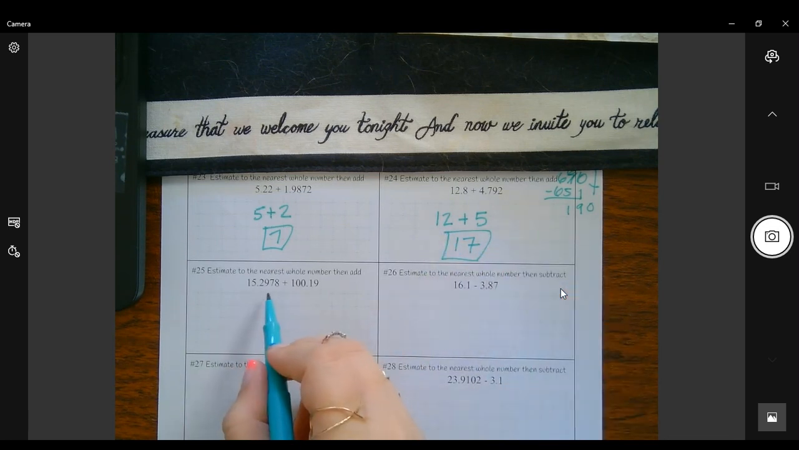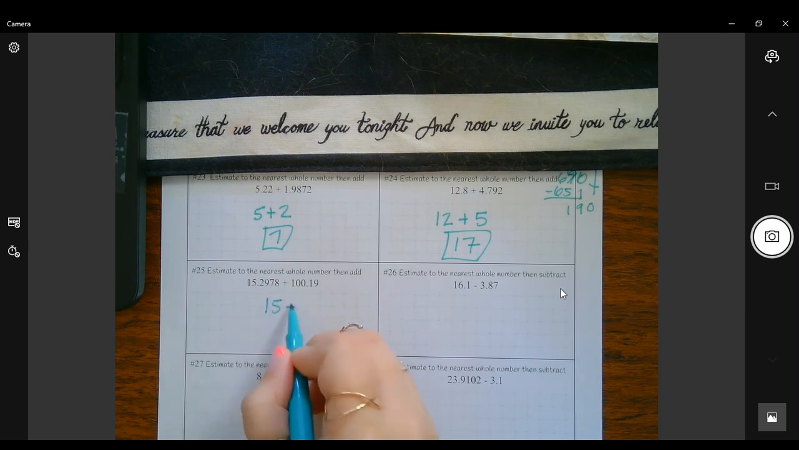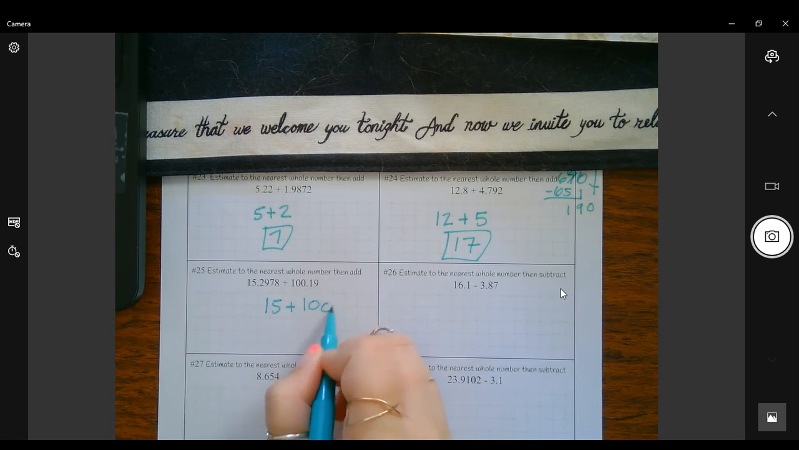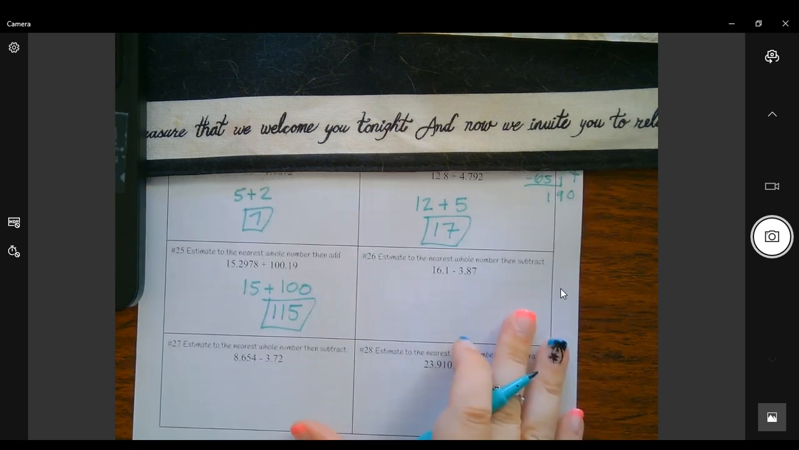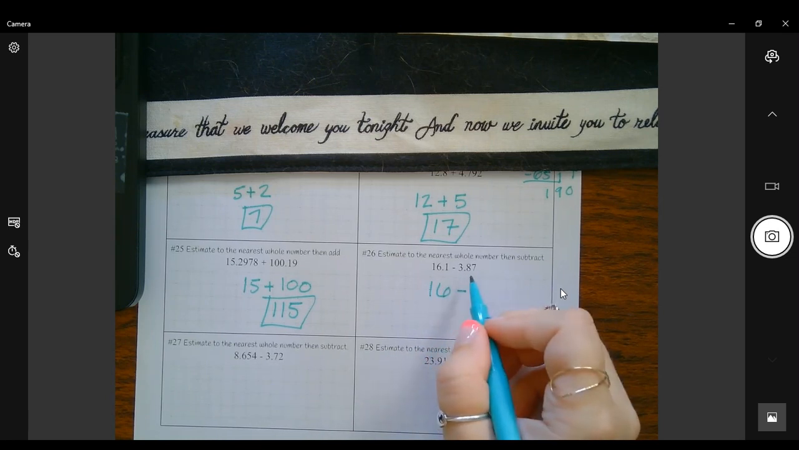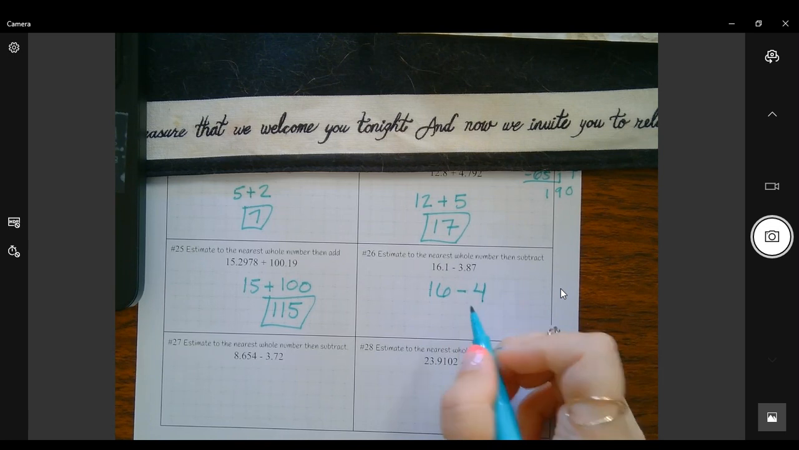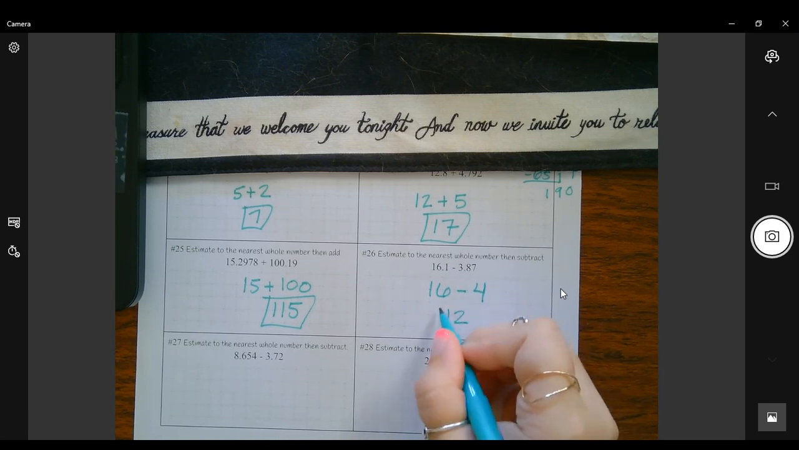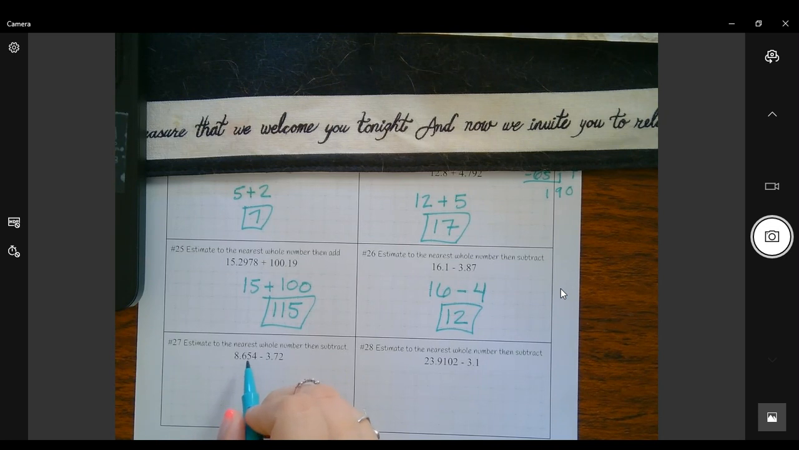Okay, 15.2978. Again, pause it and try it yourself first. Okay, hopefully you put 15. What did you round this to? 100. And when you add those together, you got a final answer of 115. Okay, the next one, what would you round this to? 16. And what did you round that to? Yeah, that 8 tells us to bump up to a 4. And what is 16 minus 4? You got it, 12. What'd you round this one to? That 6 tells 8 to round up to a 9 minus, what did you get here? Yeah, that 7 told the 3 to round up to a 4, and 9 minus 4 is 5.